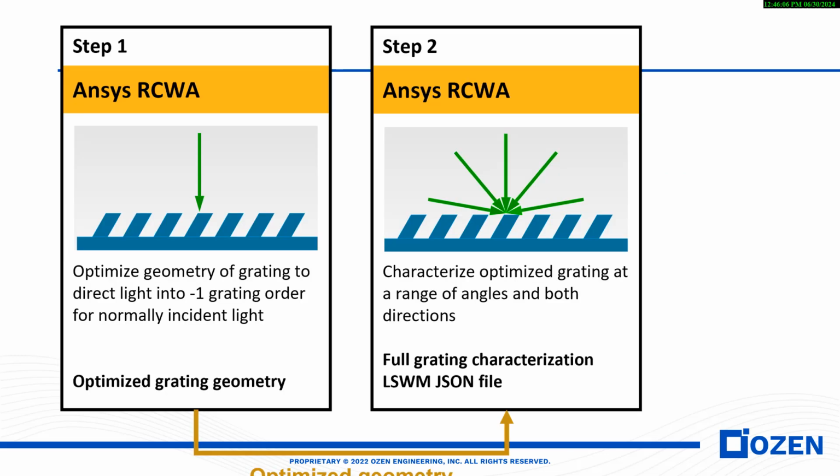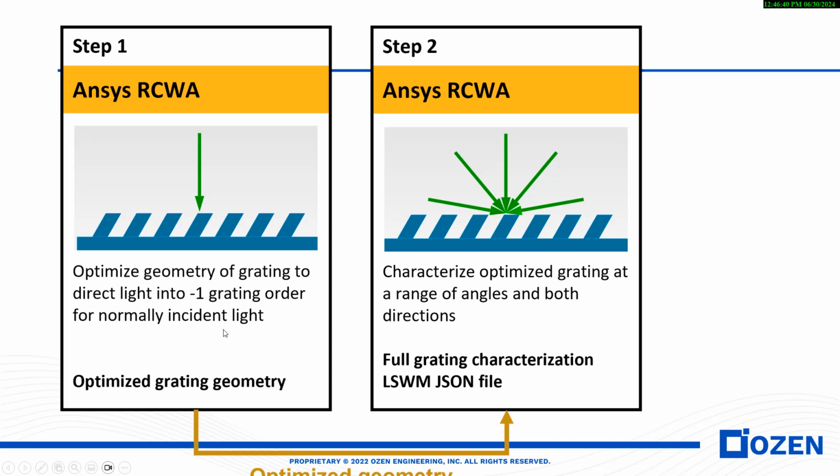So this is one workflow that we can see here. This is a 1D grating. In the 1D grating, we have some parameters like height, period, width, filling factor, and angle. We want to optimize the geometry of the grating to direct light into the -1 grating order.